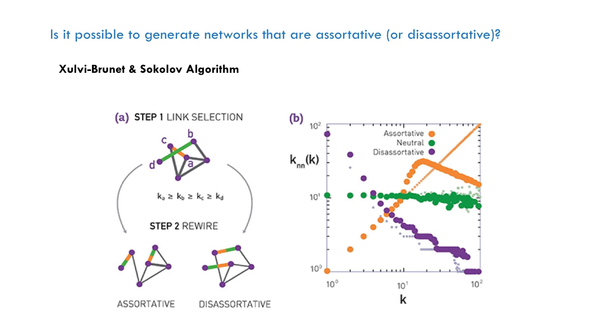And then we take the 2 lowest degree valued nodes and we rewire the link between them. So in this way, it's assortative, right? We're trying to pair nodes with higher degree values with each other, and we're trying to pair nodes with lower degree values with each other.